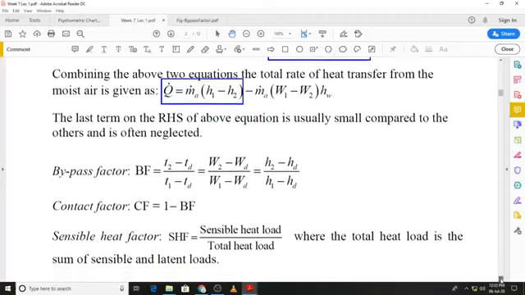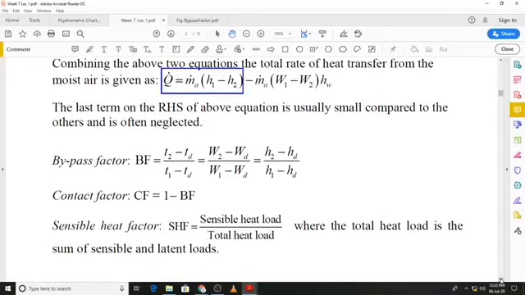Then we define what is known as a bypass factor. Now before I go to the bypass factor, I will come back to that point that I had made earlier, that the actual process can be considered to be a combination of two streams, one at state 1, the other at state D.